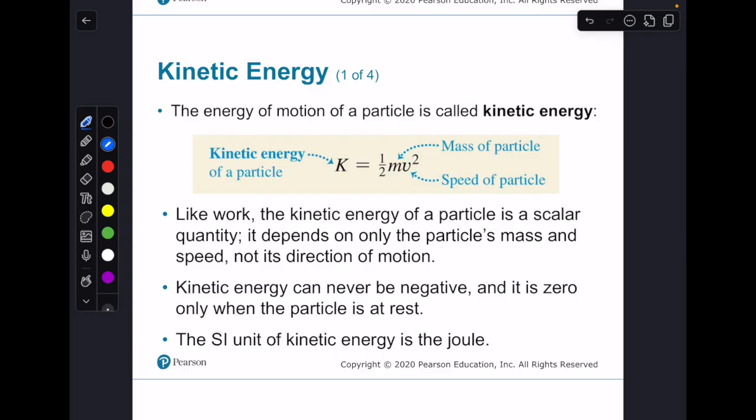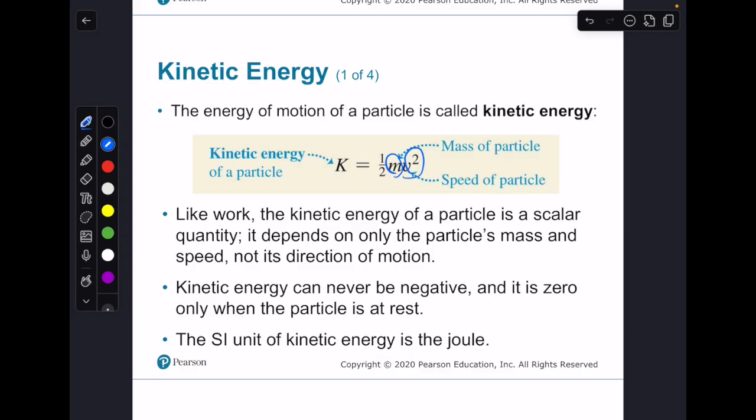So just like work, the kinetic energy of a particle is a scalar. It's not a vector. Even though velocity is involved, you can see that it's squared, so we become a scalar. Kinetic energy only depends on the mass and the speed, not necessarily the direction. In other words, kinetic energy can never be negative because everything in there is going to be a positive value. Mass is positive, and the square of anything is positive. It can be zero, though, when the velocity is zero. The SI unit of kinetic energy is also a joule because it's an energy.